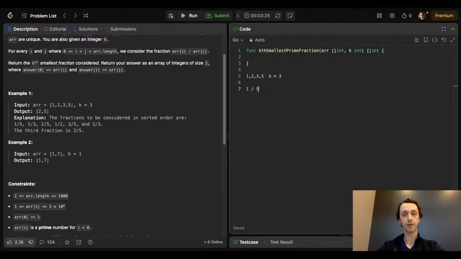Yeah, but look at that. Check this out. The next one is 1 divided by 3. We don't have to write this, but the next one is 2 divided by 5. So it's not 1 divided by 2, it's 2 divided by 5. And then it's 1 divided by 2. What this is doing is just getting all the fractions considered.